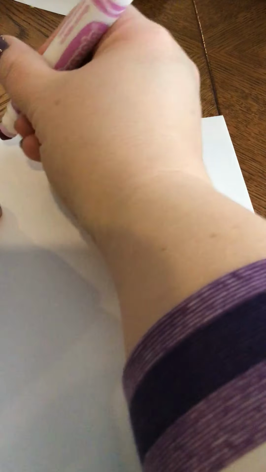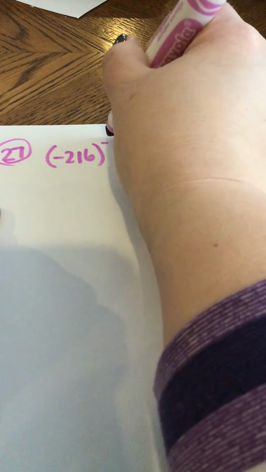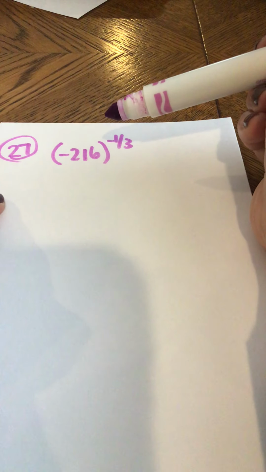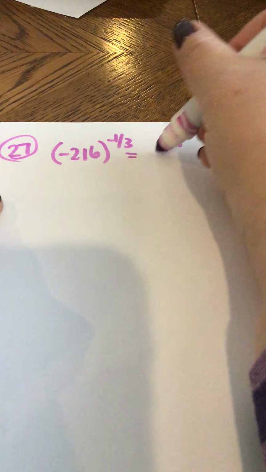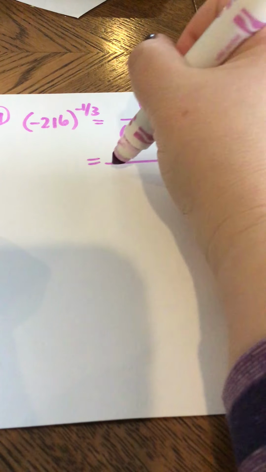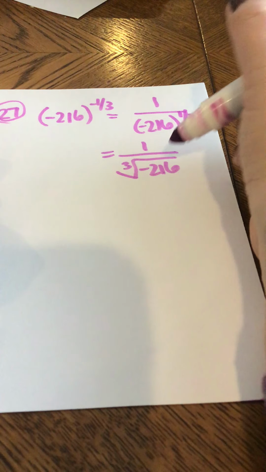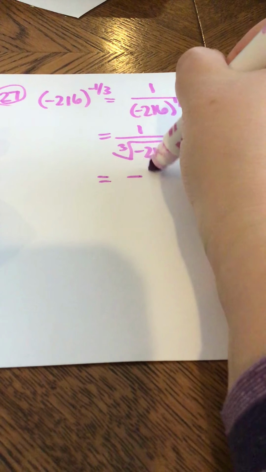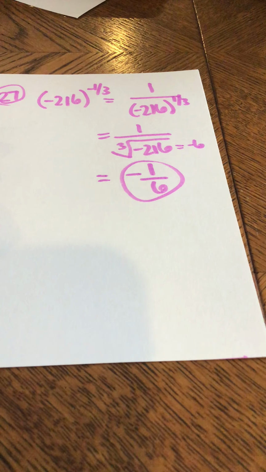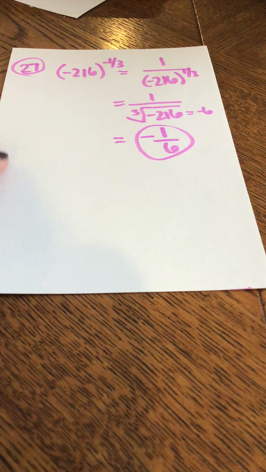You can also do ones with a negative number if it's an odd index. Okay, so this guy says negative 216 to the negative 1/3. Again, to get rid of the negative on the exponent, turn it into a fraction. And this means the cube root of negative 216. But if you have your list of cubes out, 216 is a perfect cube. So this should just be -1/6 because the cube root of this is -6. We don't generally leave a fraction on the bottom of our denominator, or a negative in our denominator.